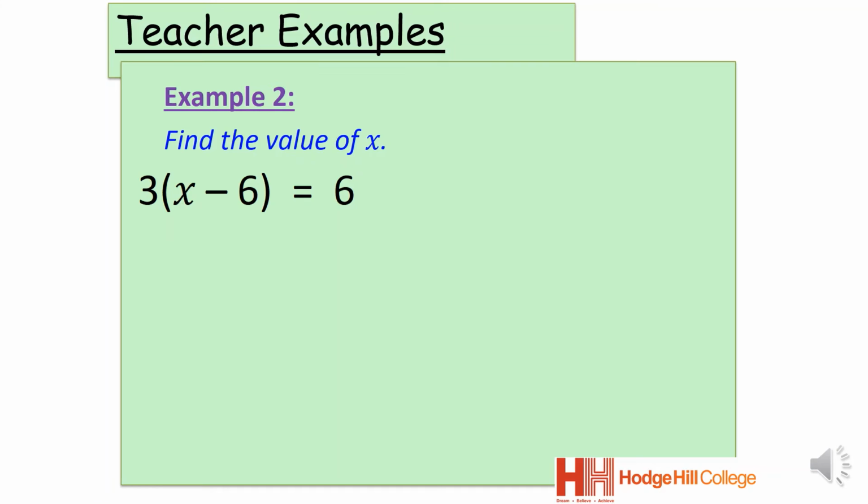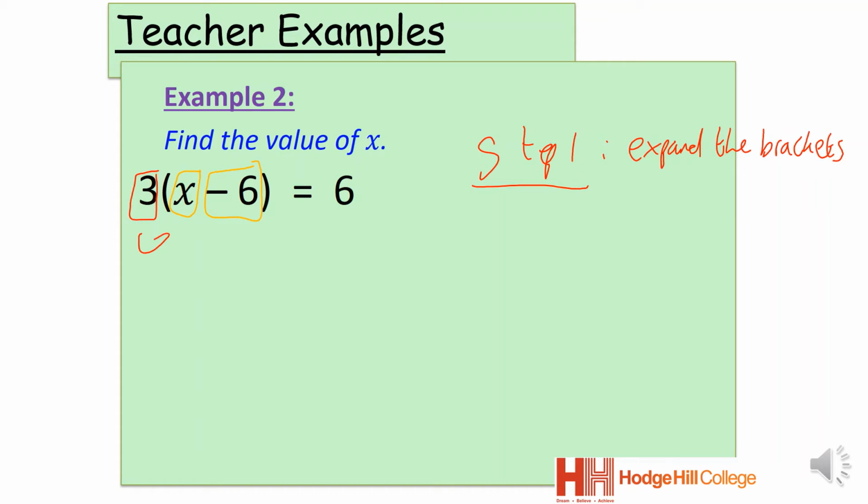Okay, example 2, we have a negative involved now, but it's the same procedure. I'm going to multiply everything on the outside by each of the terms on the inside. Don't forget that negative is attached to that 6, so that's a negative 6. So step 1, expand the bracket. Okay, 3 times x and 3 times negative 6. 3 times x gives me 3x, 3 lots of x. 3 times negative 6 will give me negative 18, which is equals to 6.